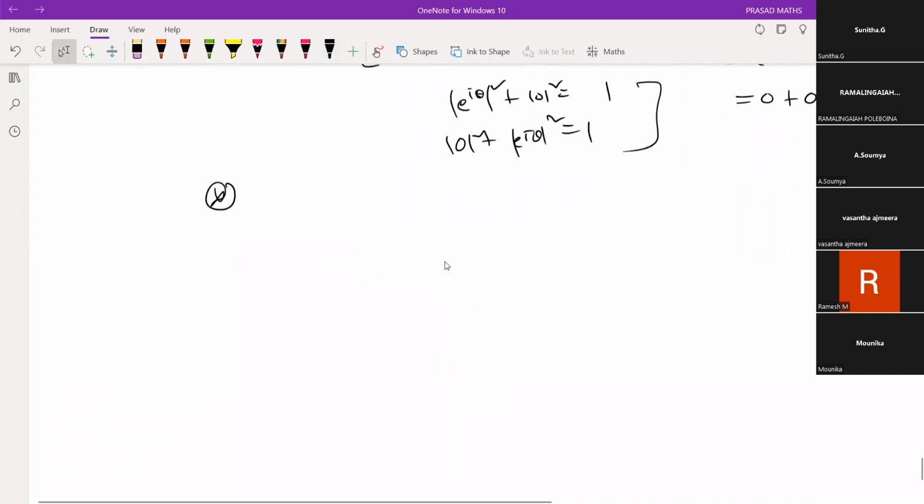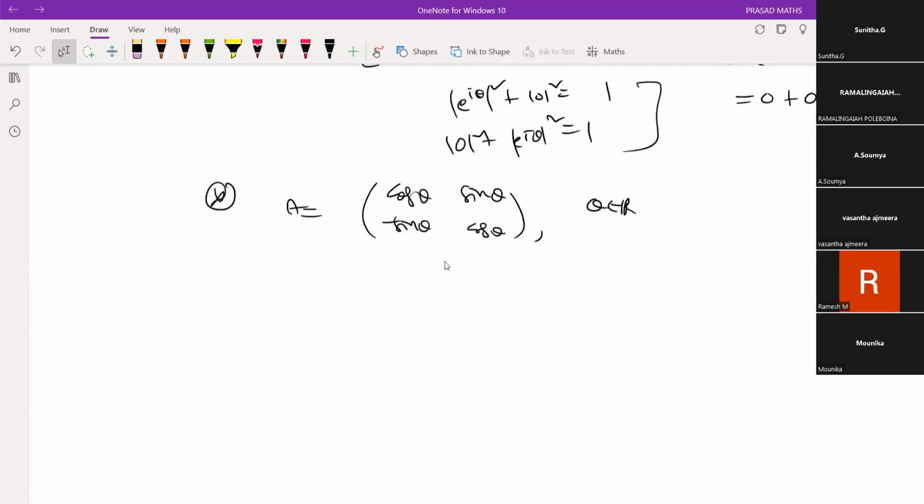Now suppose you take A equal to [cos theta, sin theta; minus sin theta, cos theta], where theta is a real number. Is it unitary? Anybody?